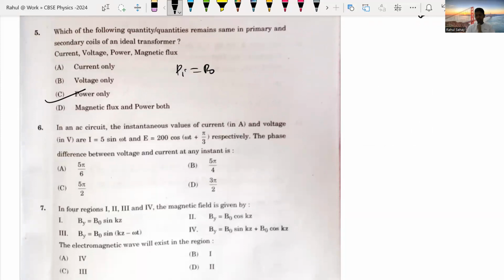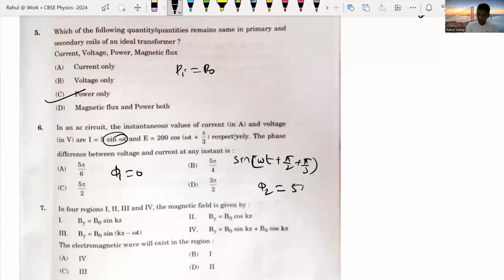Question number 6, they have given I in sine form and E in cos form. So to bring E in sine form, sine omega t plus pi by 2 plus pi by 3. So phi 1 is 0 and phi 2 is 5 pi by 6. If you subtract, what do you get?